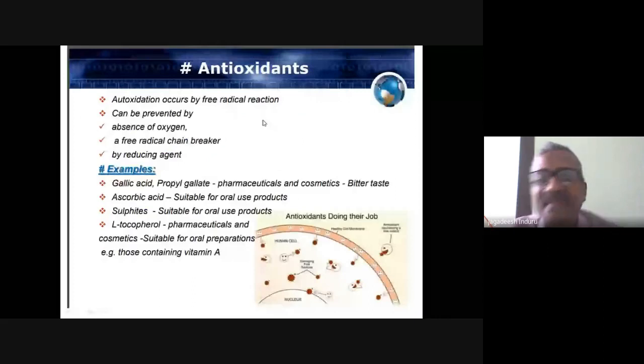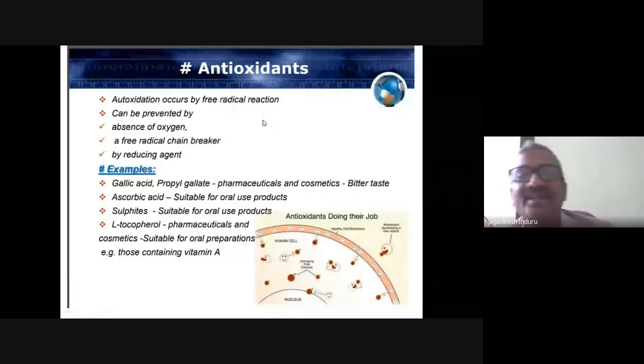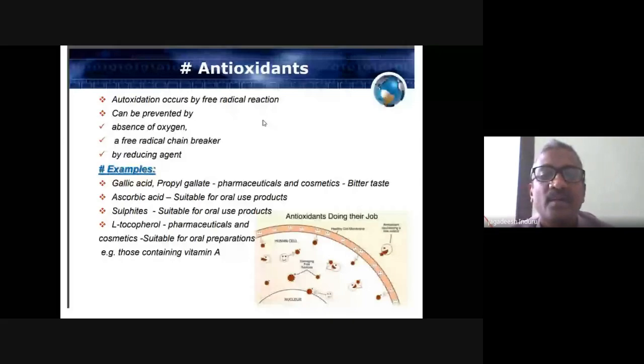Another category of excipient we are going to use in the emulsion is antioxidant. Antioxidant prevents the rancidity of oil by reducing the oxidation at the double bond, which cleaves the oil into fractions and makes the oil foul-smelled. So for that purpose, we need to use antioxidant.